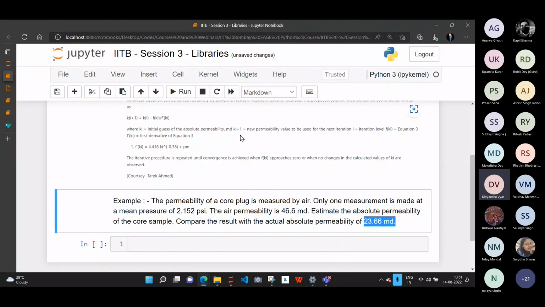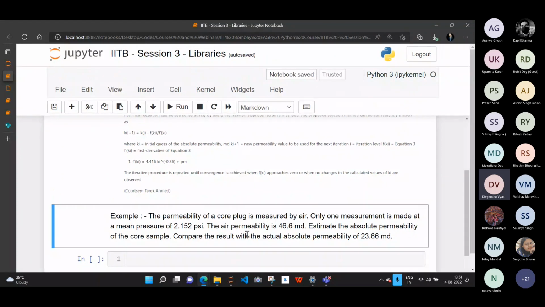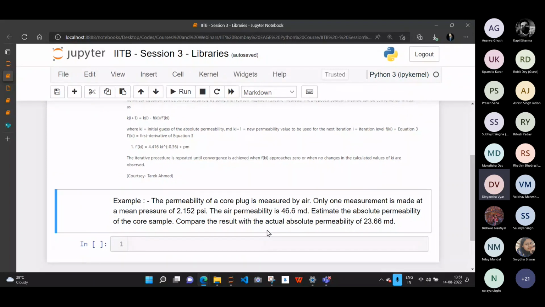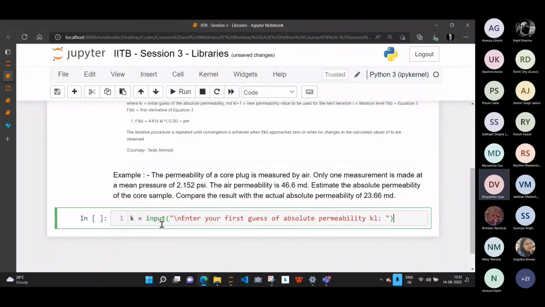We need to solve this using Newton-Raphson and find out whether our final solution of liquid permeability is close to 23.66 or not. Okay. So what we will do here is ask the user for an initial guess, because we want to solve our problem at various initial guesses, right? So we want to ask the user to enter the first initial guess of absolute permeability KL.